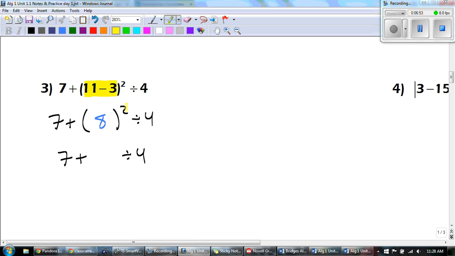Now I left a big blank there because I still have to do that because it's exponents, okay? 8 squared, it's not 16. 8 times 8, good, 64, okay? So now we have 7 plus 64 divided by 4. I can't add yet, order of operations, okay? 64 divided by 4 is, yeah, 16. And then 7 plus 16 is 23.